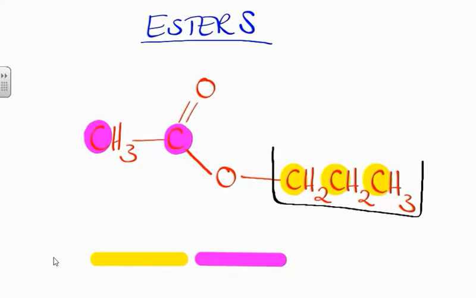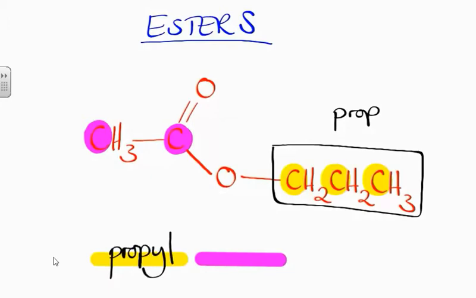So from the alcohol first, that would have been from propan-1-ol. So that's the first part of the name. So that's propyl. And the second part of the name from the carboxylic acid or derivative. So there's 2 carbons there. So that's ethanoate.